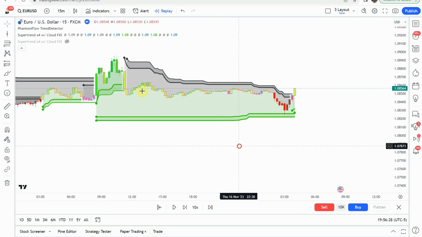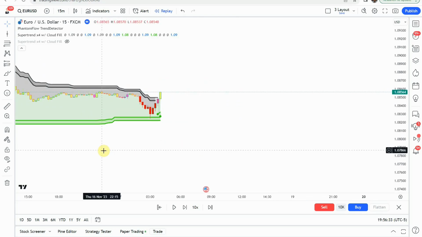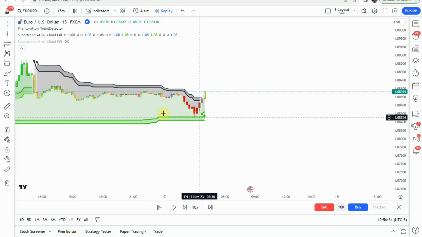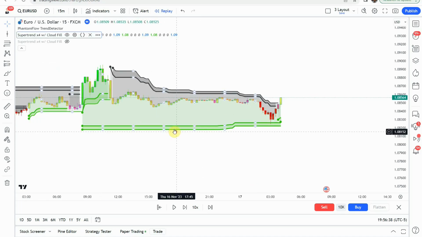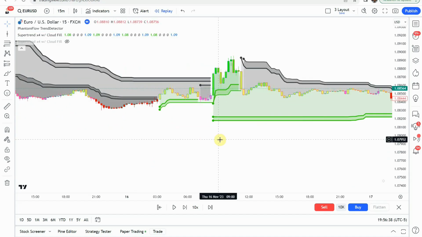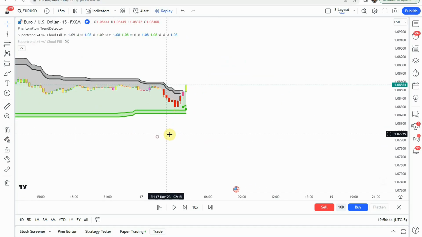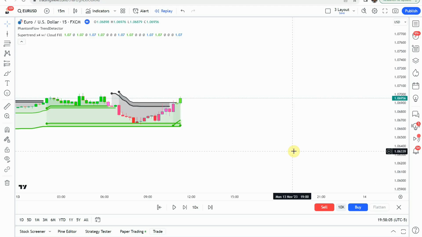That's going to be a signal to go long. When we get all the Super Trend indicators lined up to the downside, when they are all black, that's going to be a signal to go short. And so, okay, let's go ahead and take a look at this long trade.